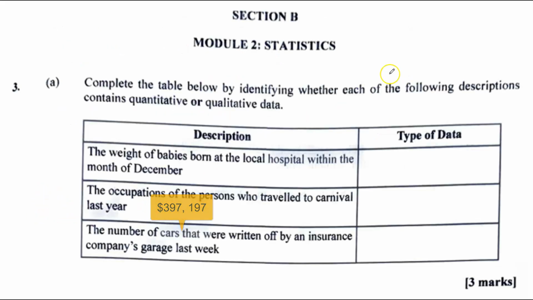The following descriptions contain quantitative or qualitative data. The description: the weight of babies born at the local hospital within the month of December. So weight of babies, that's definitely quantitative.